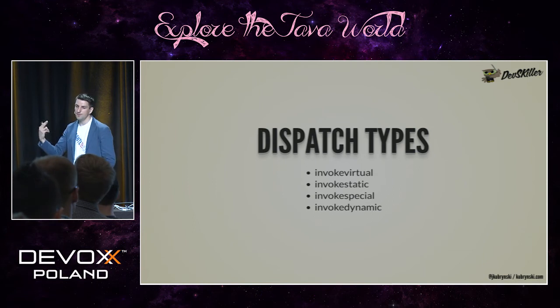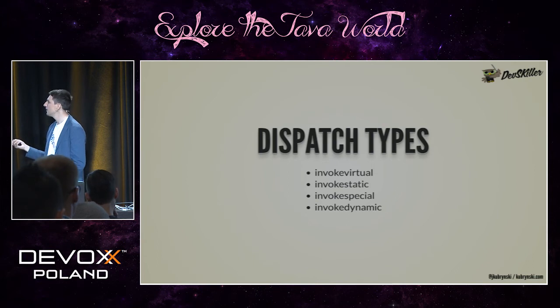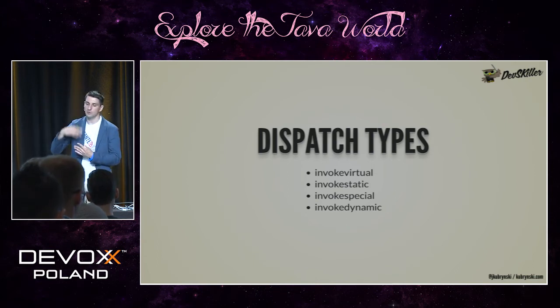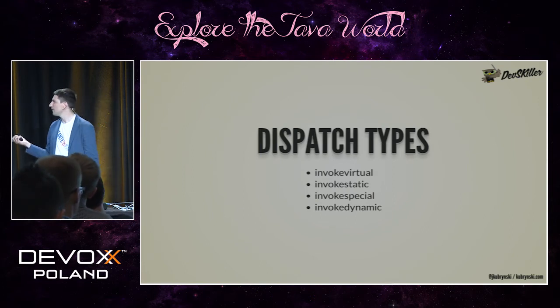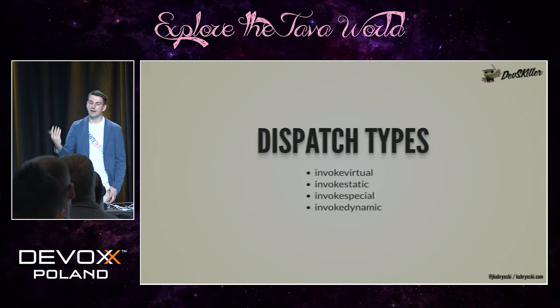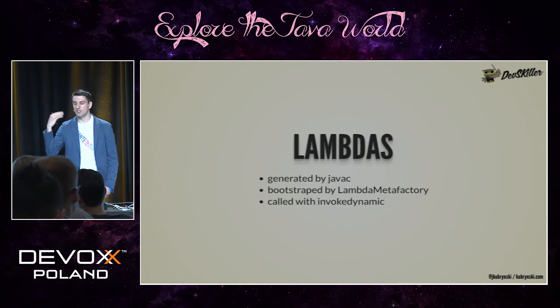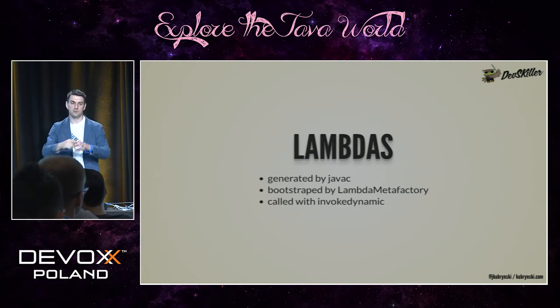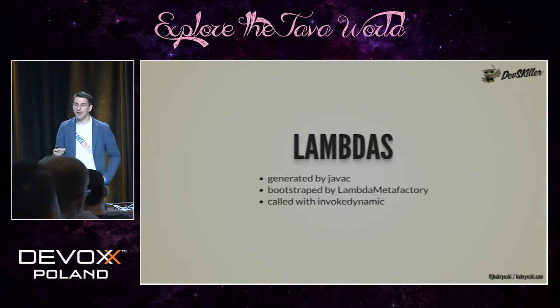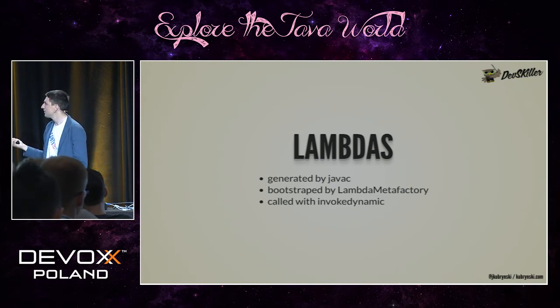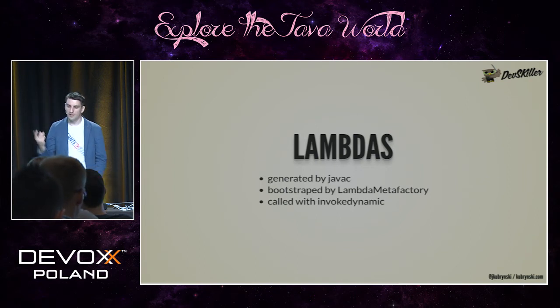So, there are different dispatch types in Java. Okay, which means we can invoke just a normal method, we can invoke a static method, we can invoke a special method like a constructor, and we can invoke a dynamic method. Invokedynamic is something that allows us to use lambdas, because lambdas in Java are generated by javac. They are not available through the constructor. Like you can use this arrow, but it's the method generated by javac. It's bootstrapped using the LambdaMetafactory class, and it's called with invokedynamic.